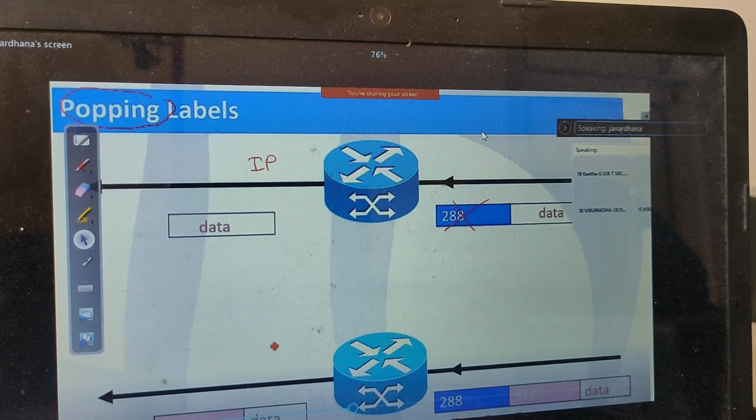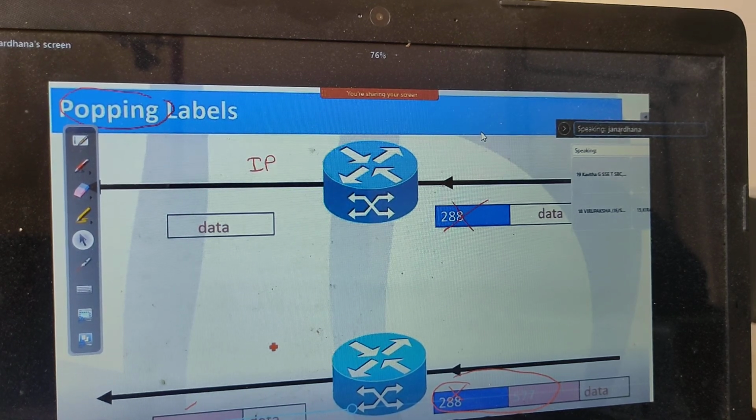This is the swapping. But here, if you see, there are also two labels coming. It has to put one label and keep the other label. Some conditions will be there. In some places, when it is going from one MPLS domain to the other MPLS domain, it comes with two labels, and when it goes to one more domain, it will remove the previous one and send only one label. So there also the popping is done.